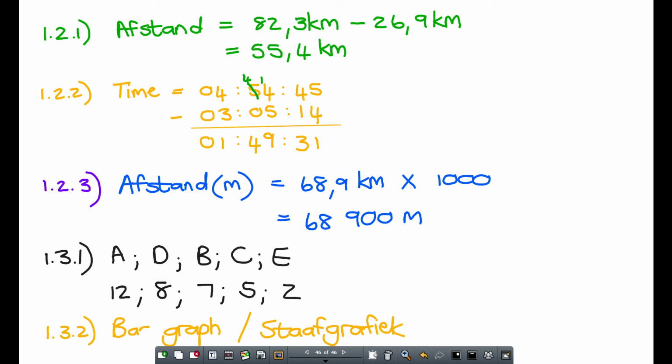Good. 1.3.3. Calculate the total number of houses that were sold in all the locations. Kan ek maar skip? So iemand wat nog hier skryf? Okay, so basies gaan ons nou net gou daai gaan bymekaar tel.